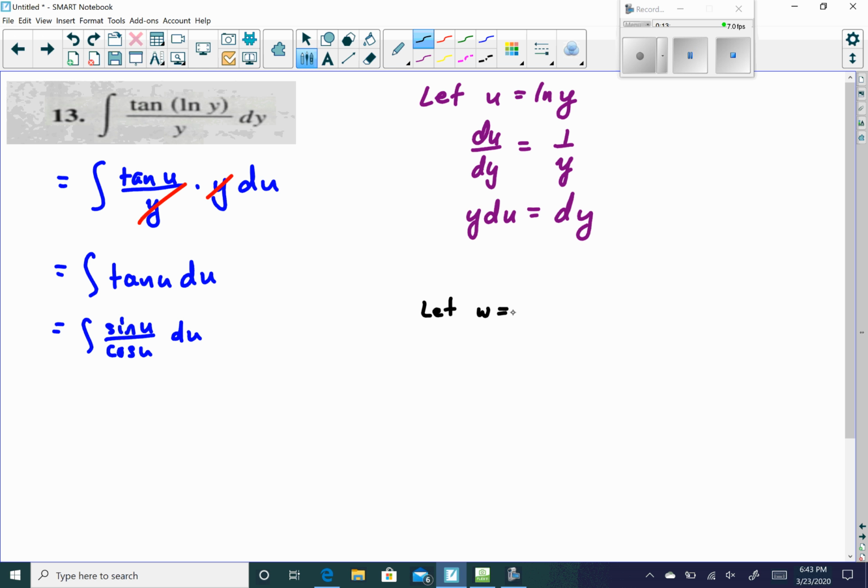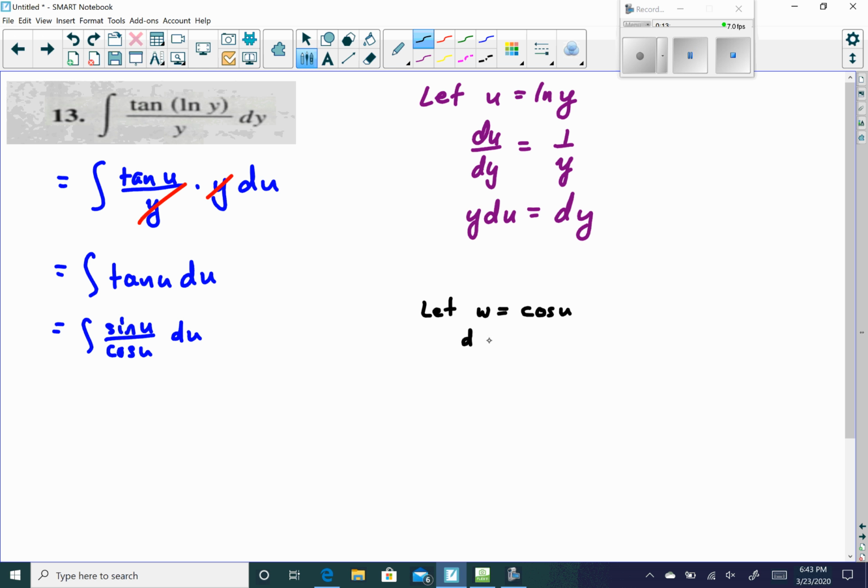What do we want to try to get rid of? I'm actually going to let w equal cosine u because it all depends on where the new part's going to show up. So if we wanted to try to cross off the sine u, this is what I'm going to use. If you tried it the other way, it would turn out that it just didn't work, and then you would go back to this step again.